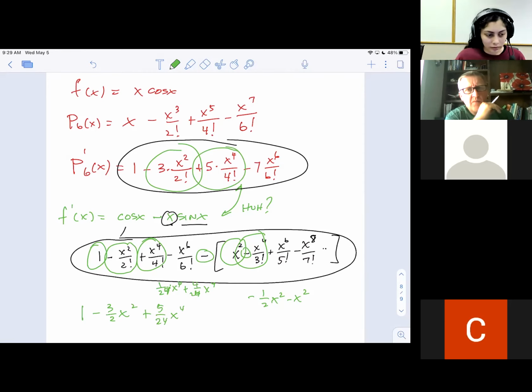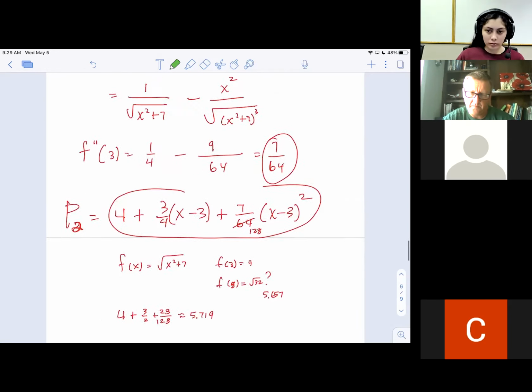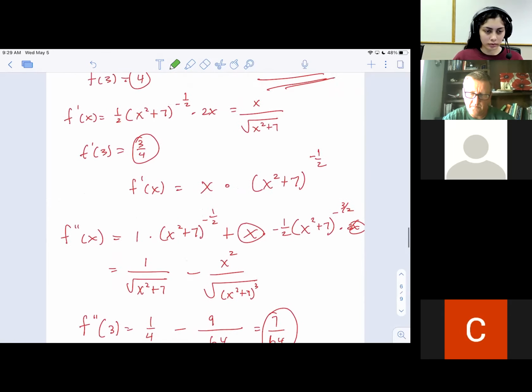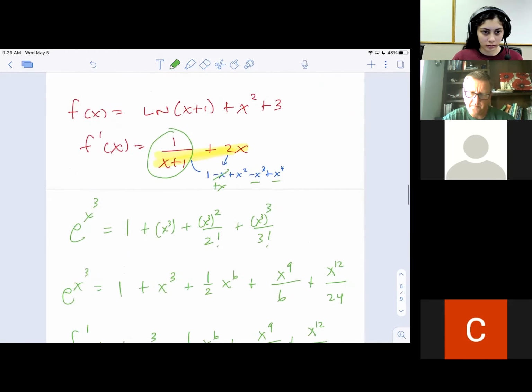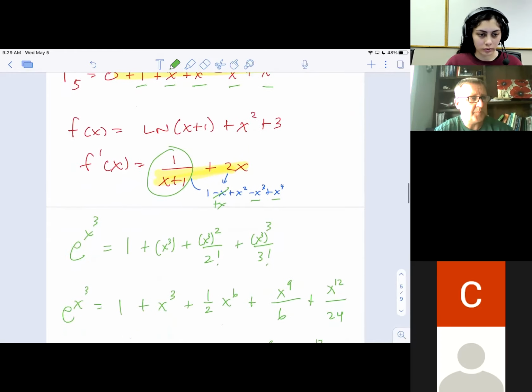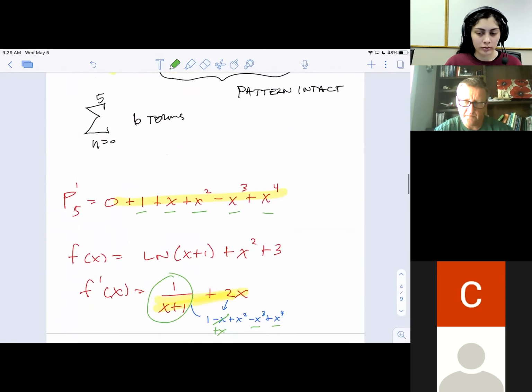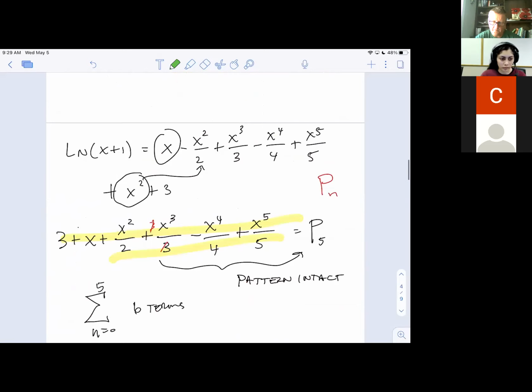Hey, Doug, I wanted to ask you a question earlier in class. I think my algebra skills kind of failed me. Do you mind going back up to where you added x squared plus 3 or something? It's the red problem. Yeah, so you added x squared plus 3 to that. And I just didn't understand how you got 3 plus x squared over 2.